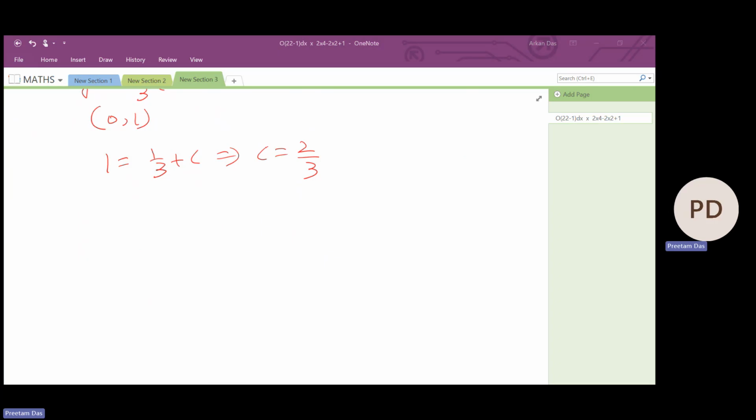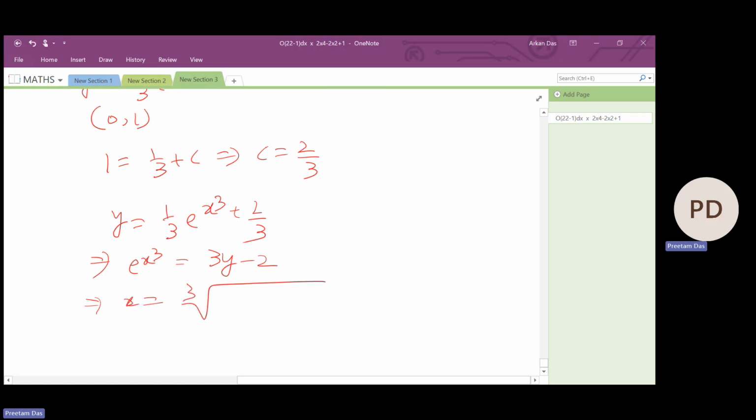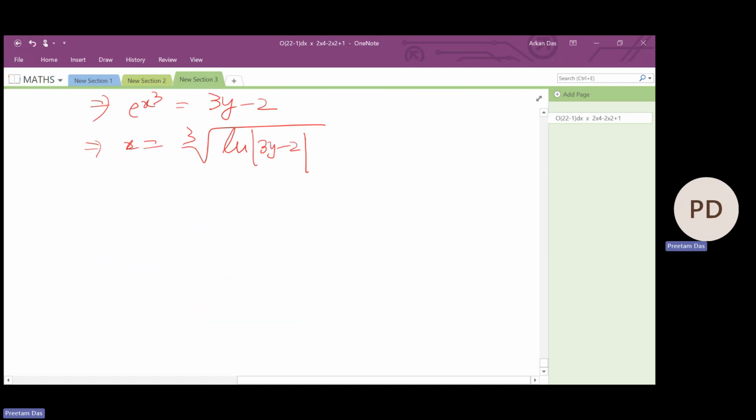They are asking you the expression of x in terms of y, so you have to reverse it. What will be e raised to x cube? It will be 3y minus 2. So x will be the cube root of ln mod 3y minus 2. None of these options match, I think. None of these.